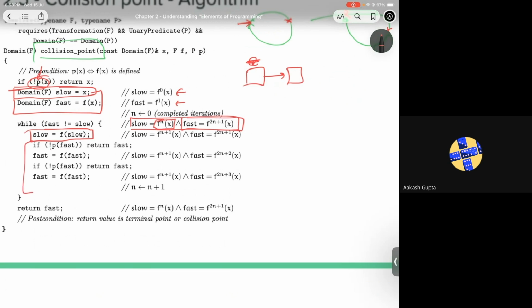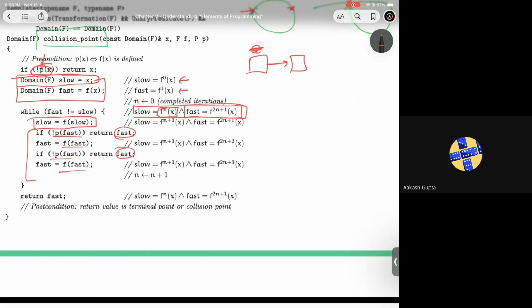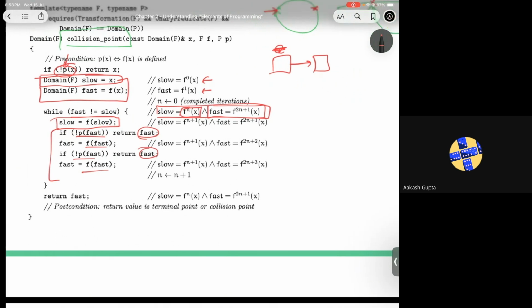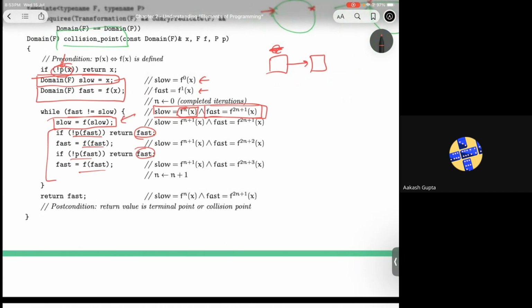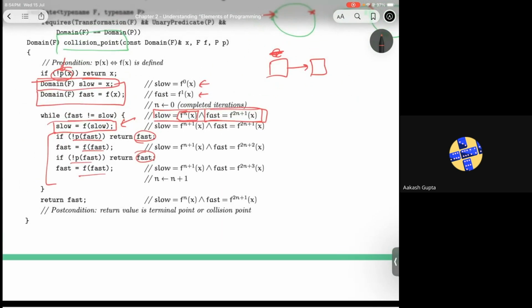So we first check if we can move fast, we apply f. Then we check again if we can apply f, we apply it. Otherwise, if we have reached the endpoint, we simply return fast, denoting that we are in the terminating case. We don't have any cycle, so we can simply return here. A trivial question arises: why don't we have to check any predicate condition while moving the slow pointer? This is very trivial. I am not going to cover it.